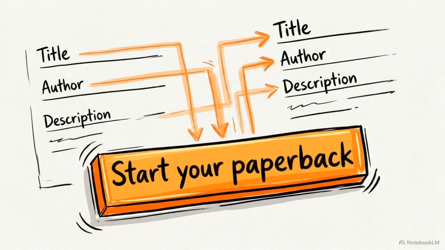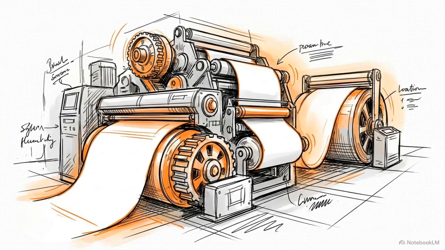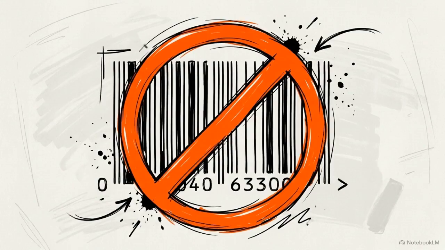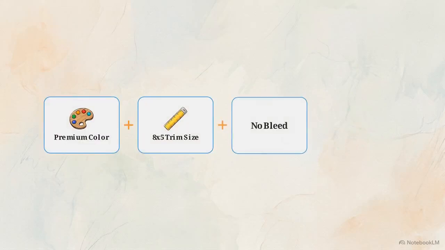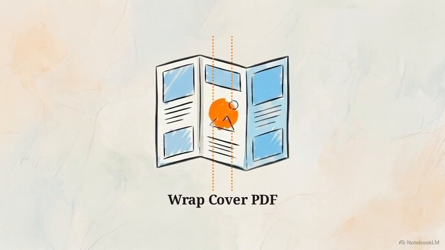On the pricing page, you have 2 strategic options. You can select the 70. Next, upload your files. The interior PDF first, then the wrap cover PDF, precisely calculated to wrap the front, back, and spine. Launch the print previewer to check your bleed margins one last time. If the text stays safely inside the guides, click Approve.